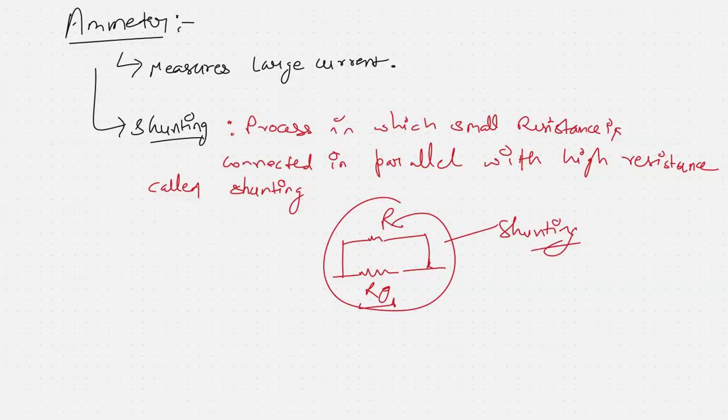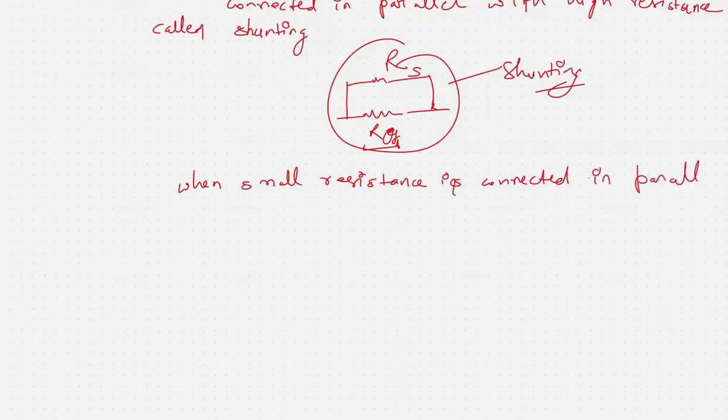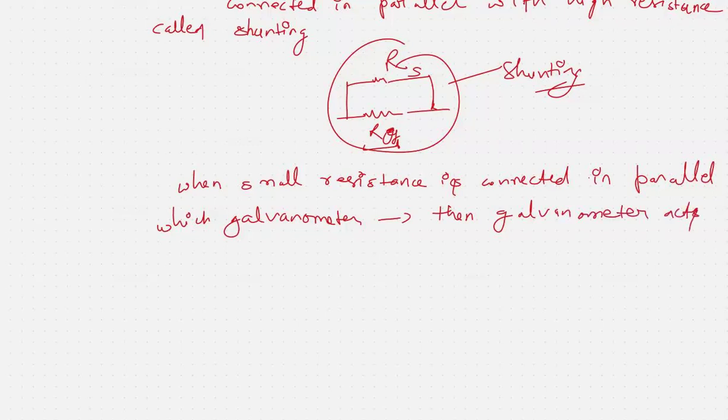Let's make it as R. This is R. So when a small resistance is connected in parallel with the galvanometer, then the galvanometer acts as an ammeter.